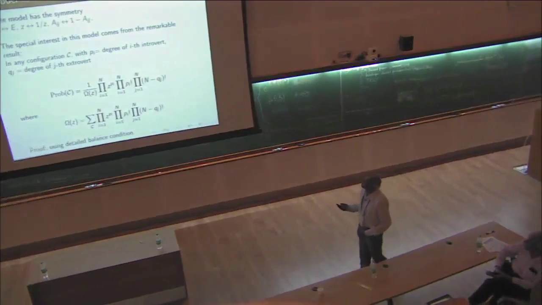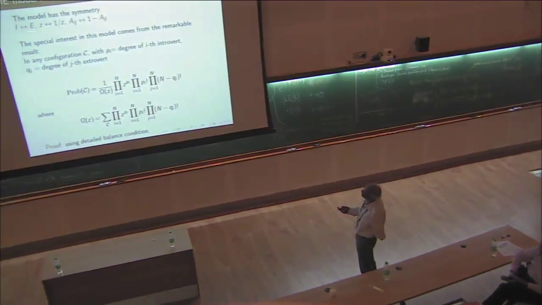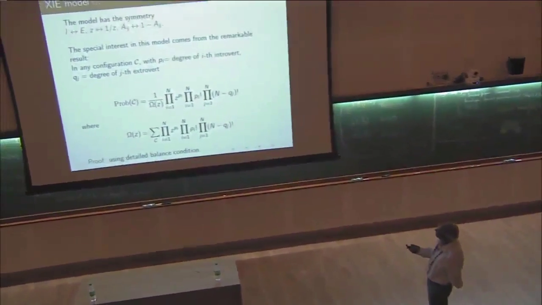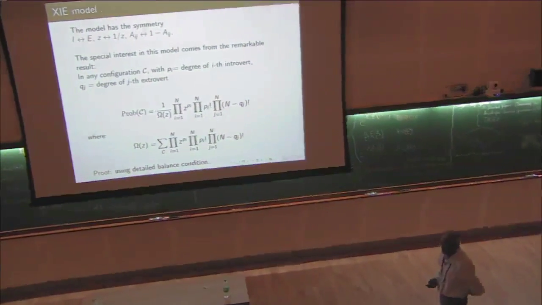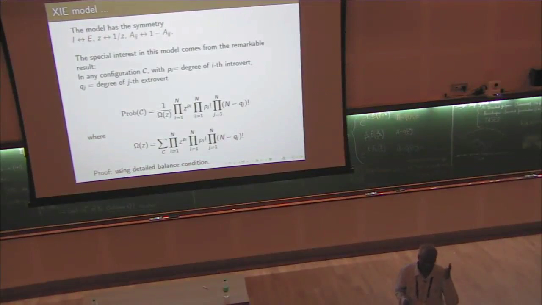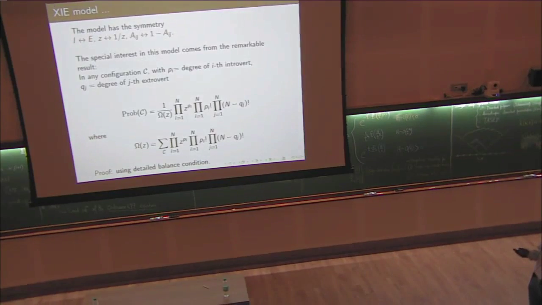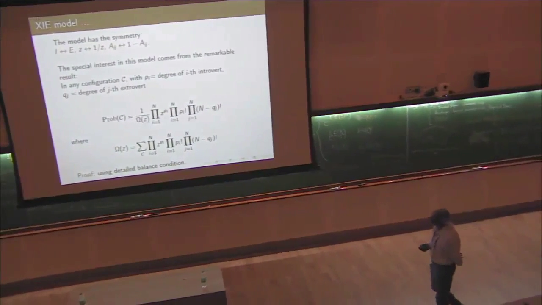Okay, so the model has a symmetry between introvert and extrovert. Aij is the adjacency matrix, which says 1 if there is a connection from the ith introvert to the jth extrovert. And so you flip A to 1 minus A and Z to 1 by Z, and introvert to extrovert. So it's some kind of Ising symmetry. So you can ask what is the steady state of this model.